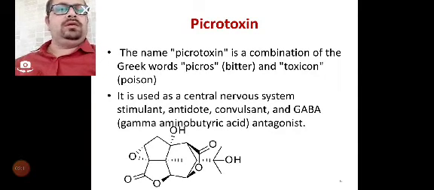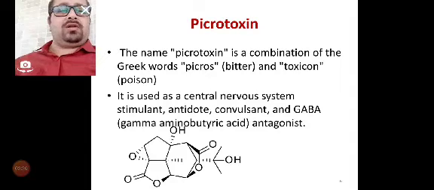The name picrotoxin is a combination of two words: picros and toxicon. Both are Greek words. Picros means bitter, and toxicon means poison. So it's a bitter poison, and it is called picrotoxin. But nowadays it is not toxic, and its use is very safe. Traditionally it was used as a toxin. That's why the name picrotoxin was given, that is, a bitter poison.